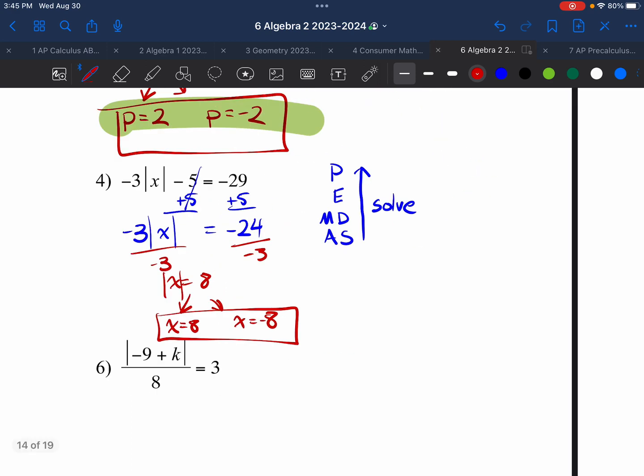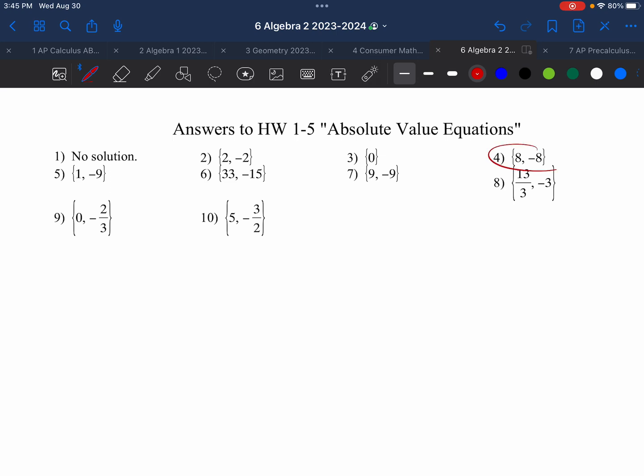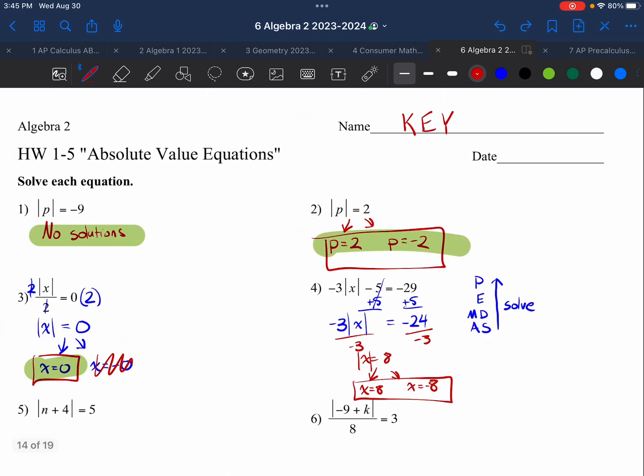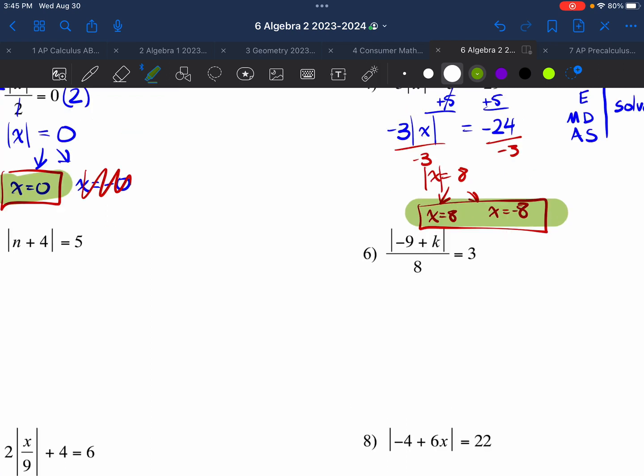Let's check. 8 and negative 8 for number 4. I got that one correct, which means I'm going to be highlighting in green. All right, then I move to number 5.